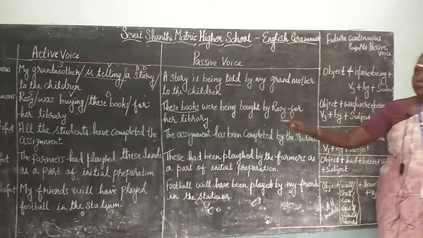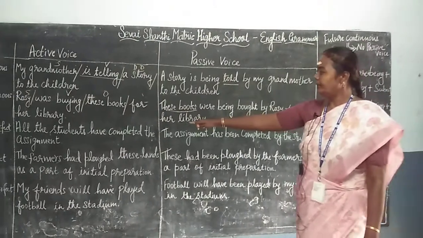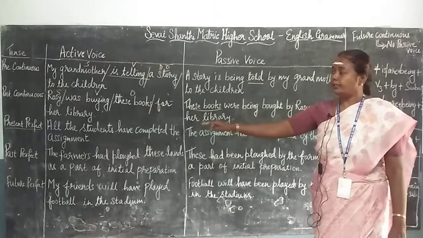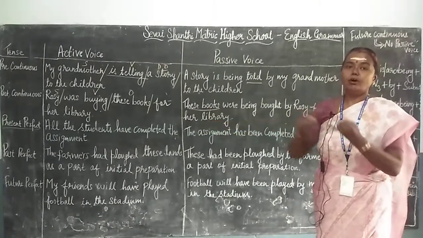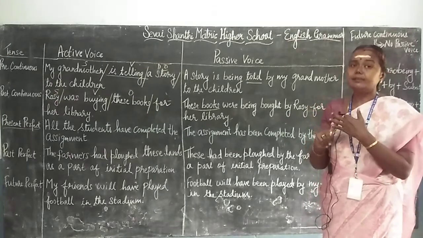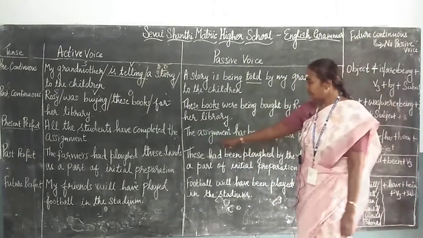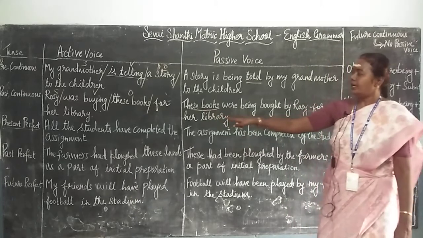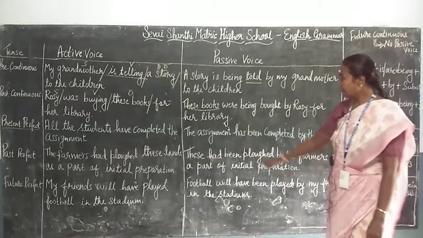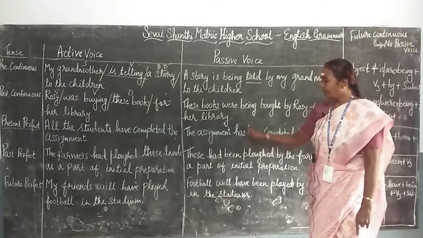The third one, see present perfect. In present perfect: all the students have completed the assignment. All the students have completed, that is present perfect tense, have or has. When the sentence has have or has plus verb 3, that sentence is present perfect tense. Okay, so let us see how this changes. All the students is the subject, have completed is the verb, the assignment is the object here. So the assignment, the object is coming here, the assignment is singular, so singular will have has.